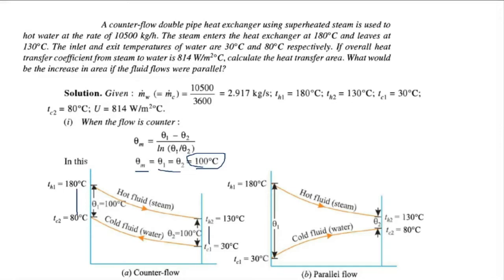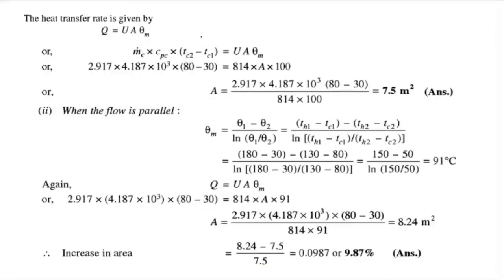Now our aim was to find out the area. So we are going to use the same procedure. The rate of heat transfer can be given as U multiplied by A multiplied by theta m. The rate of heat transfer can also be given as mc cc (Tc2 minus Tc1). So we are going to equate both of them.